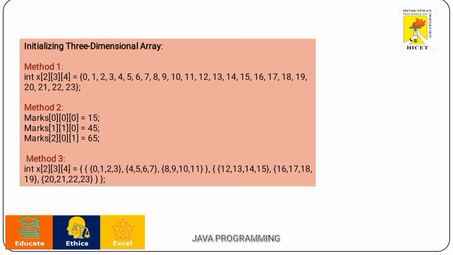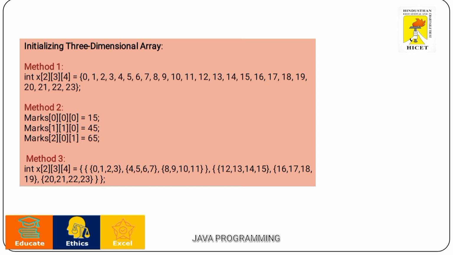Initializing a three-dimensional array. Similar to the two-dimensional array, we can use curly brackets and nested curly brackets to assign values to a three-dimensional array, and using the index value we can also directly assign the values. In the first method, we use the curly brackets, so the values will be assigned in left to right order. In the second method, the value 15 will be assigned at the mentioned index values. Similarly, 45 and 65 will be assigned at the mentioned index values.